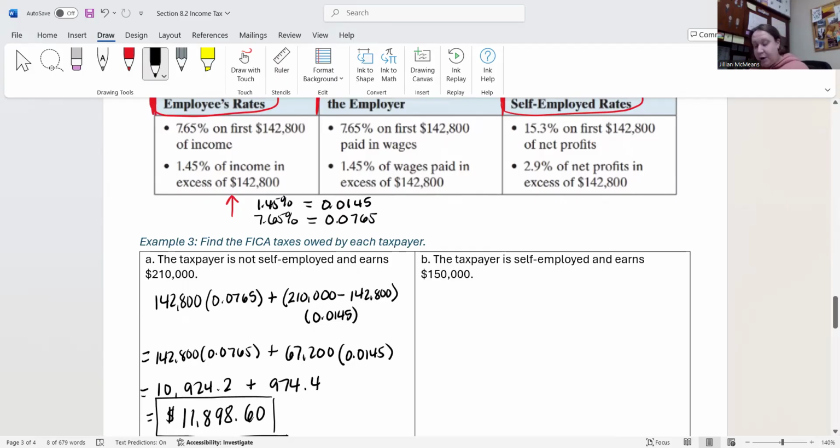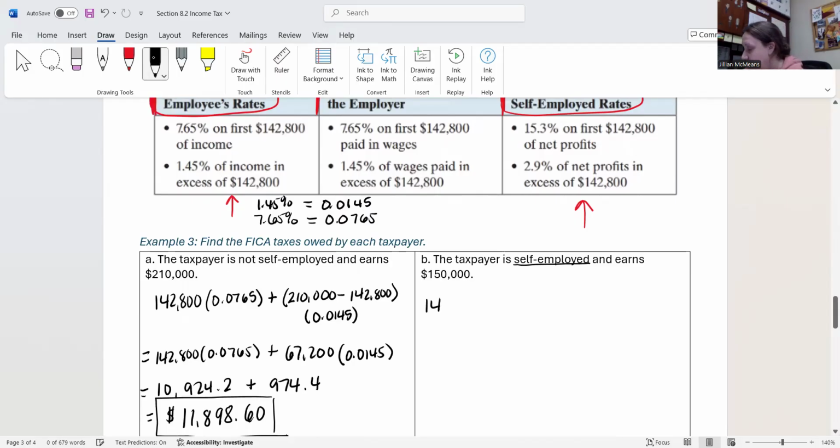Now, let's look at Part B. So in Part B, it says this taxpayer is self-employed. That means they're responsible for paying the entirety of the FICA taxes, the employee and the employer rate, okay? So in this case, we're looking at this box right here, okay? So we have a self-employed taxpayer. They pay 15.3% on the first $142,800. Anything in excess of that, they pay 2.9%.